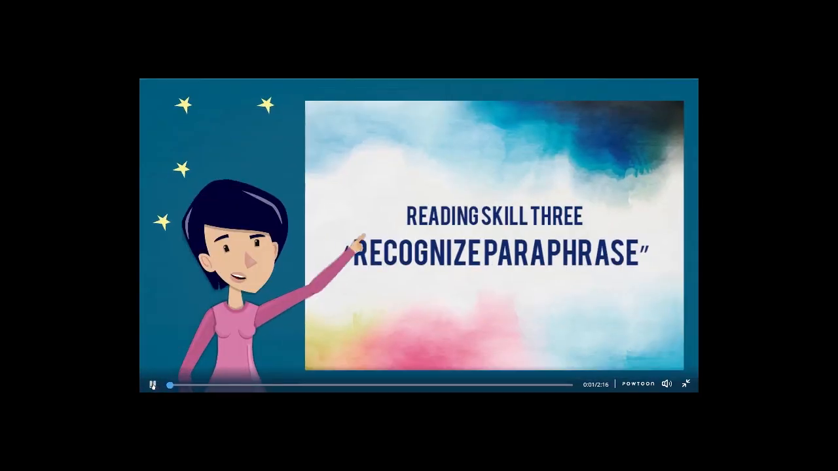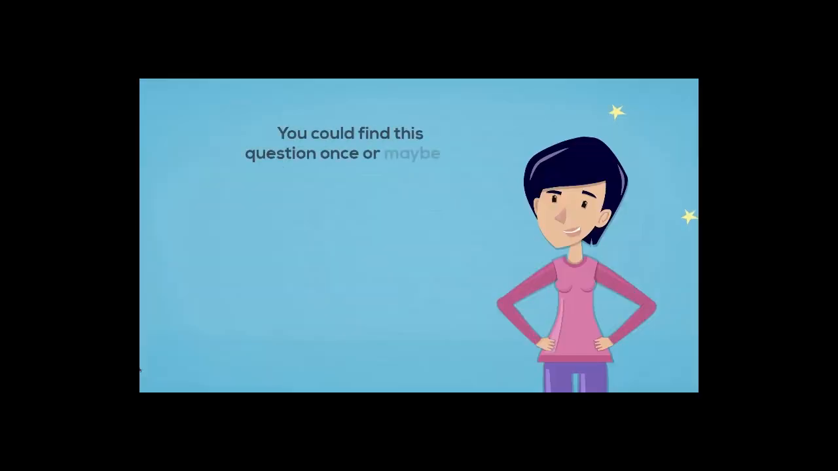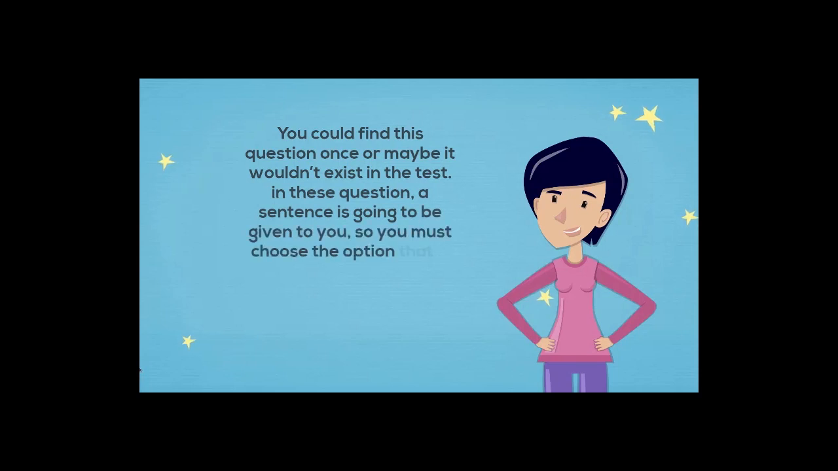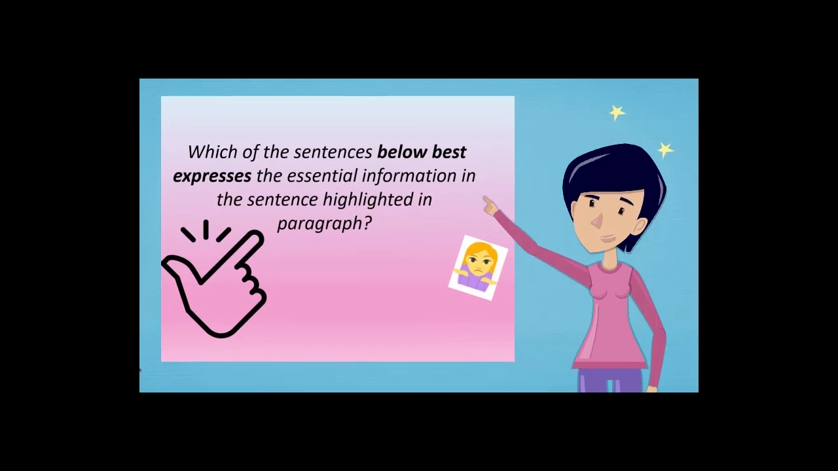The third kind of question is paraphrasing. Reading skill 3. Recognize paraphrase. You can find this question once, or maybe it wouldn't exist in the test. In this question, a sentence is going to be given to you, so you must choose the option that is closest in meaning to it among the 4 items. This question is easy to identify because you have the phrase, "Which of the sentences below best expresses the essential information in the sentence highlighted in paragraph."